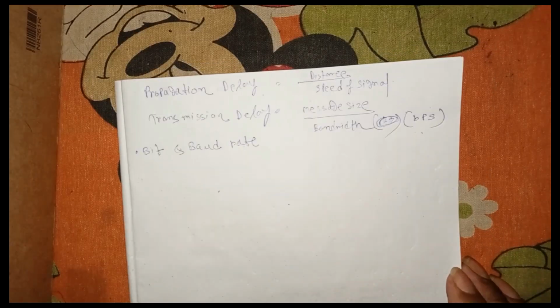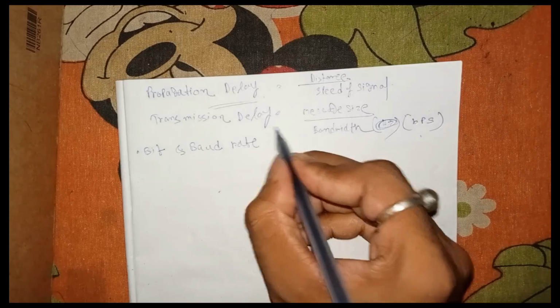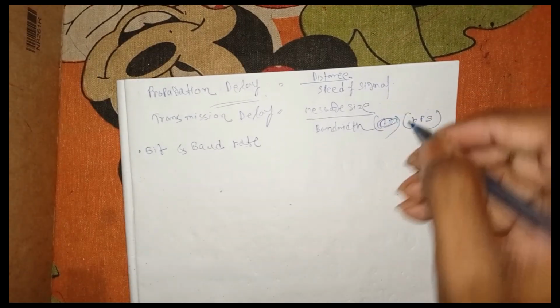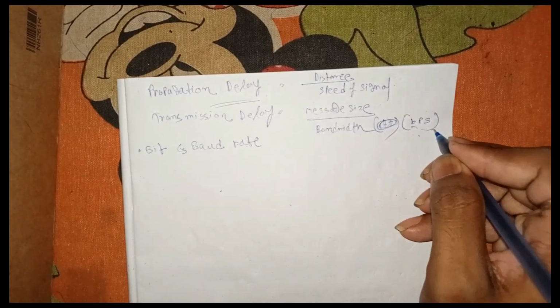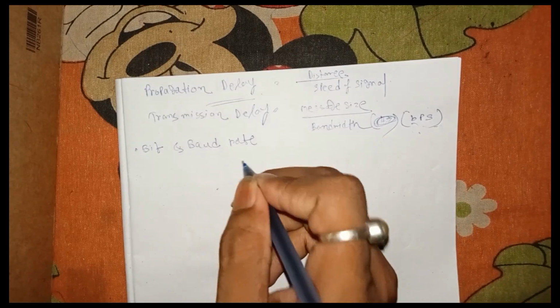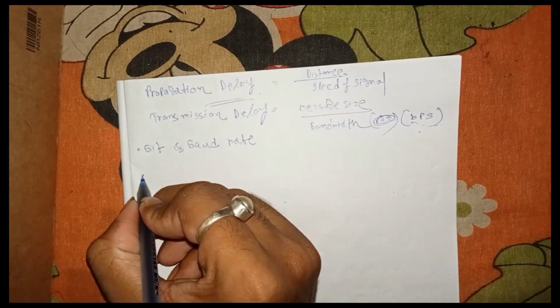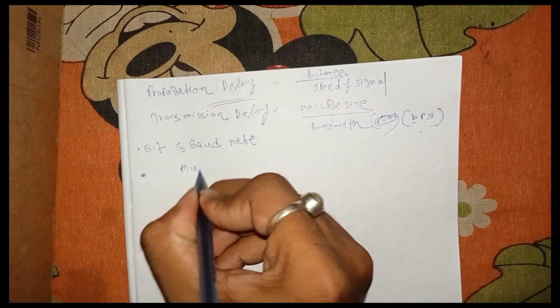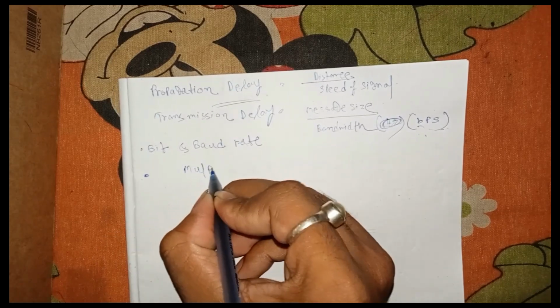Some important formulas are the propagation delay formula, distance divided by speed of signal, and transmission delay, which means message size divided by bandwidth. Bandwidth is measured in bits per second. The bit rate and baud rate concepts are also really important. Concepts like multiplexing will be important for this year.